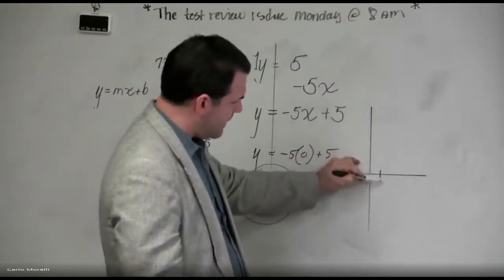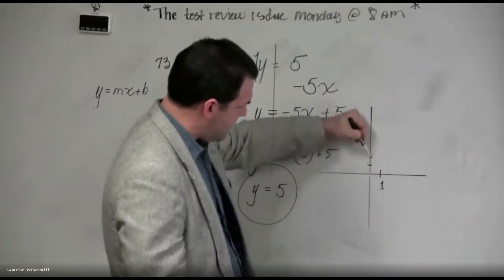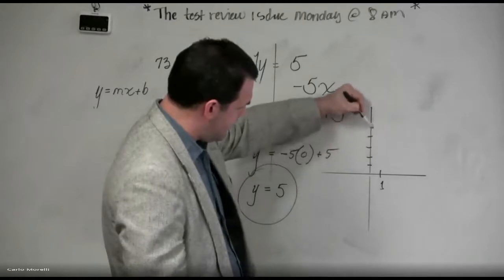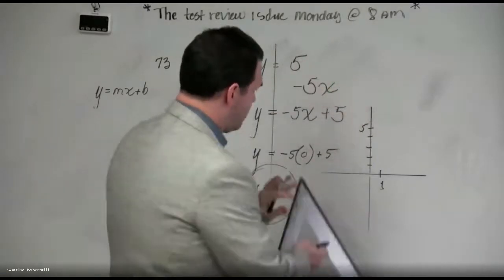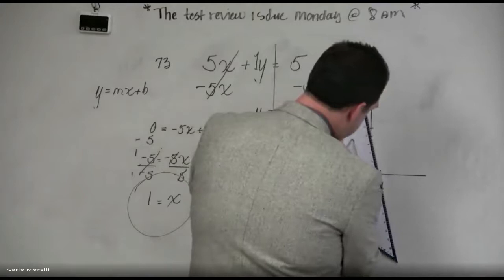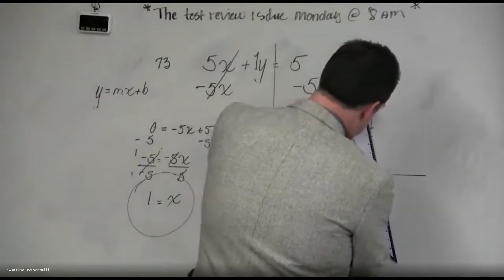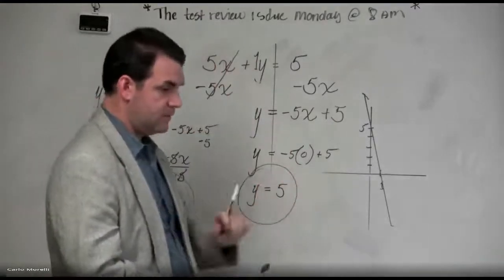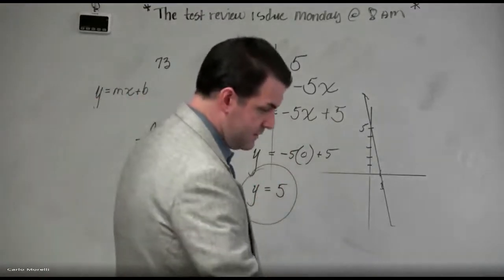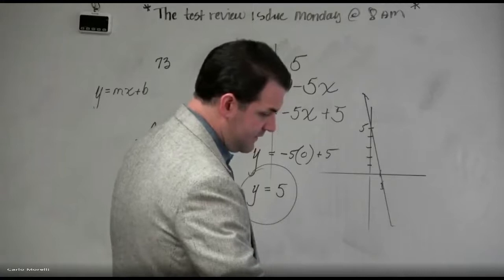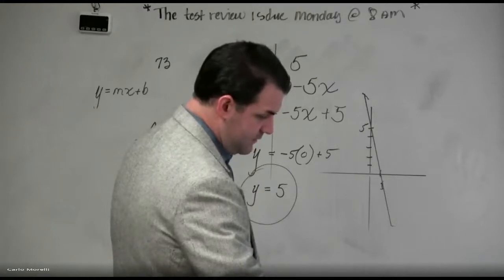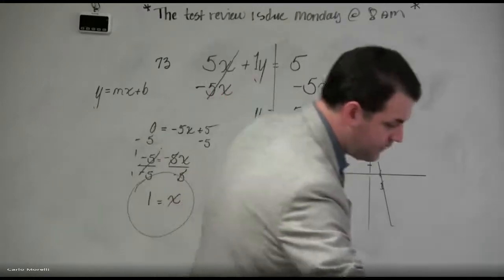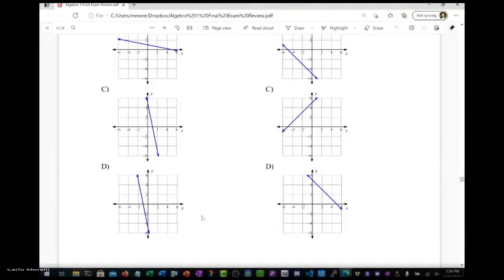Okay, so I'm crossing the x-axis at 1 and the y-axis at 1, 2, 3, 4, 5. So it's going to be a fairly steep line, like that, nearly vertical, going down as you move from left to right. What do you think, looking at the answer choices? I think it's C. Yeah, I agree. Okay.